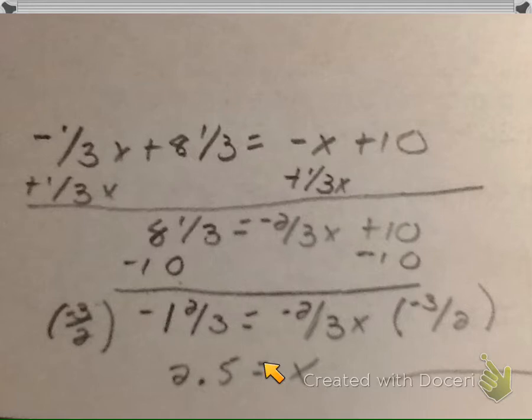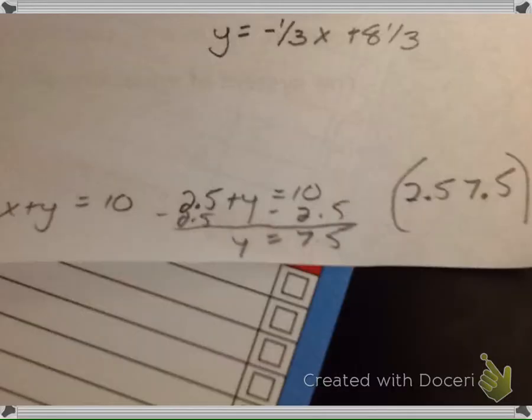Okay, now I know what x is, but I'm not done. I still have to solve for y. So that means I have to plug it back into x plus y equals 10. I could plug it back into the other equation too, but it would be more work, and I don't like doing extra work. So the x, I know what it is. It's 2.5. So 2.5 plus y equals 10. Now I subtract 2.5 on both sides. y equals 7.5. So my ordered pair solution, the place where the two lines would intersect, is at 2.5 and 7.5. And you're done with your homework.